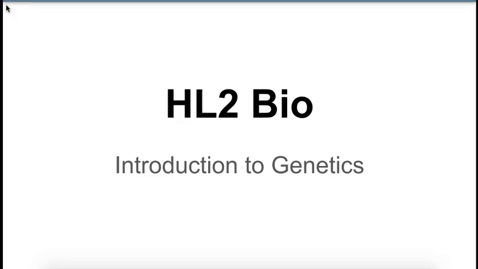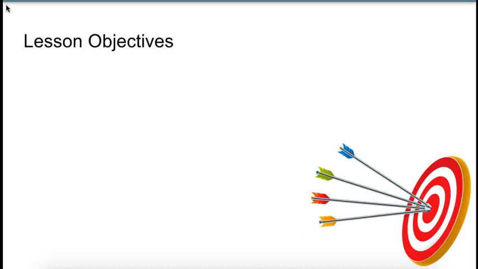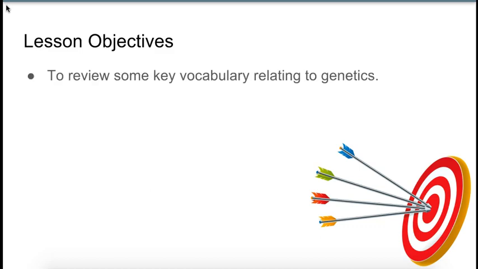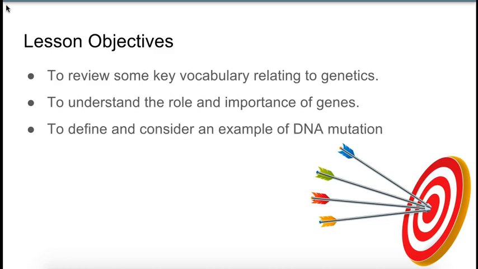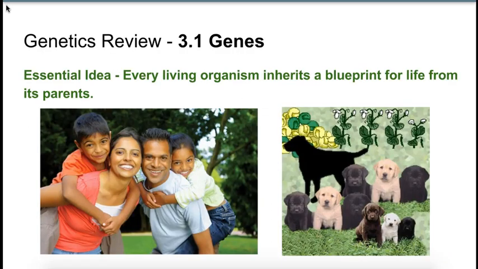Hello all, this is a quick video as an introduction to genetics. Our lesson objectives for today are as follows: to review some key vocabulary relating to genetics, which you might have seen previously; to understand the role and importance of genes; and to define and consider an example of DNA mutation. The essential idea overlying topic 3 is that every living organism inherits a blueprint for life from its parents.